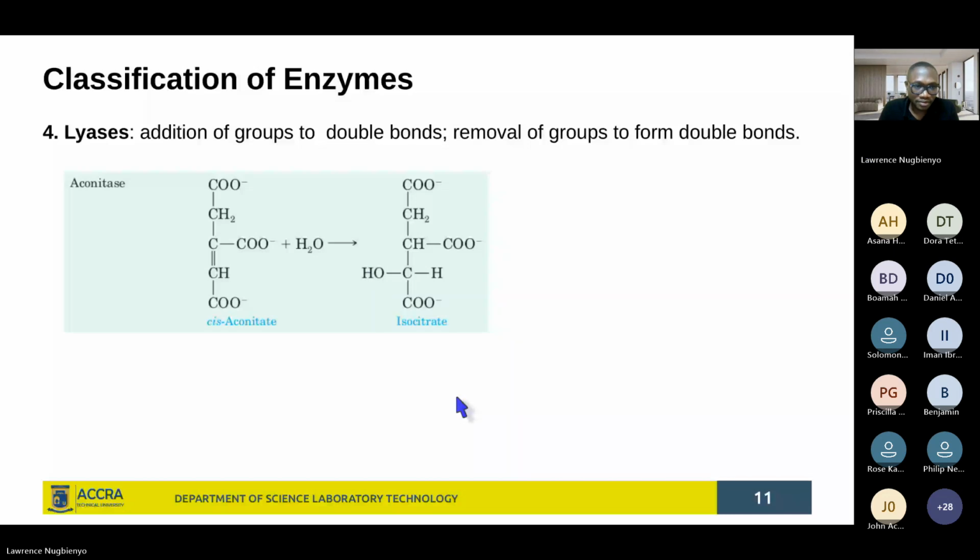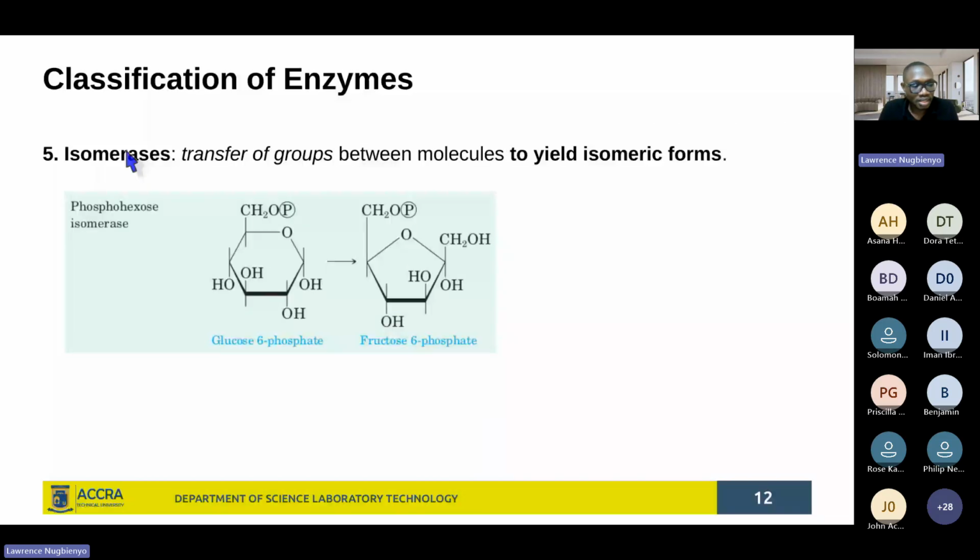The fifth class is isomerases. So coming from the word isomerization, you can quickly understand that. I mean, what are isomers? Isomers are compounds with the same chemical formula, but different chemical structures. So isomerases will be involved in the formation of, say, the isomer of a substrate.